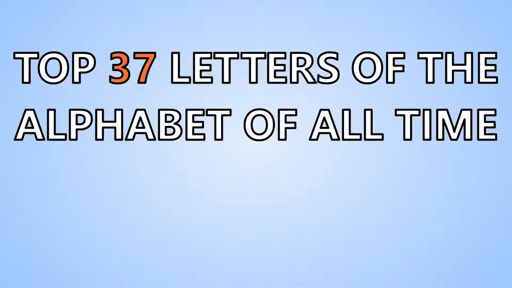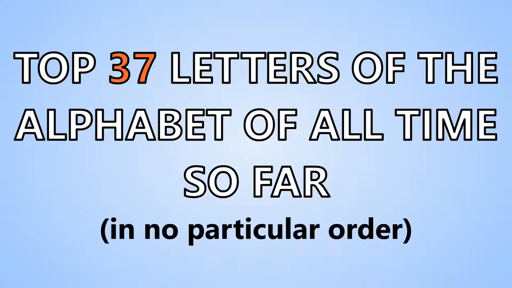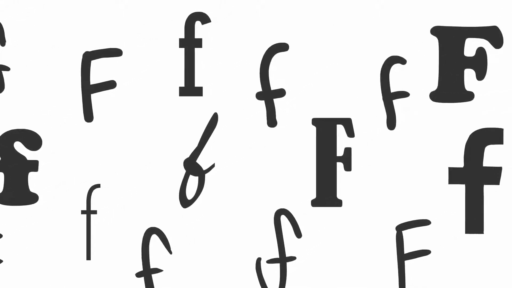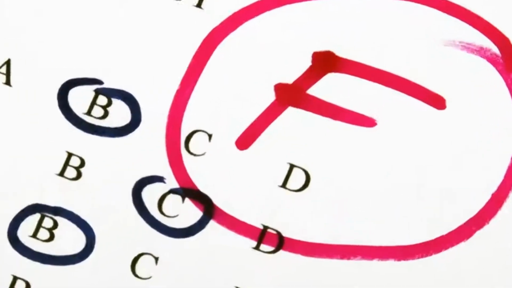Top 37 letters of the alphabet of all time. So far, in no particular order. 1. F. Yeah, F's a pretty cool letter. It's comfortable to write, it's cool to see. Except when you get it back in your exam paper, am I right?